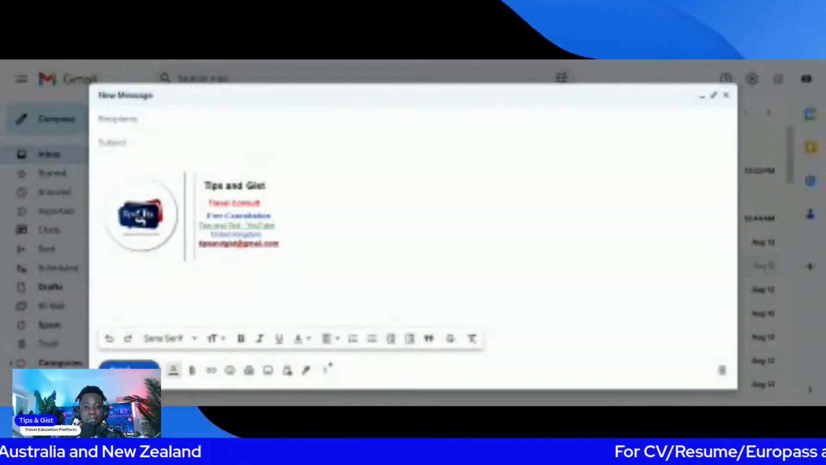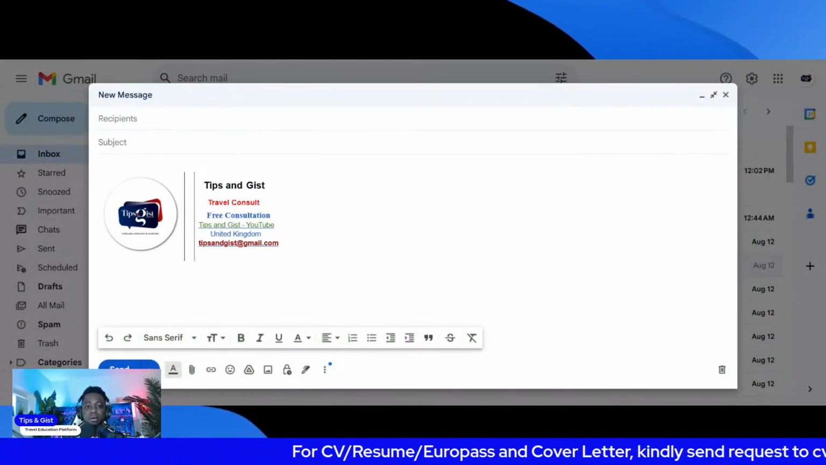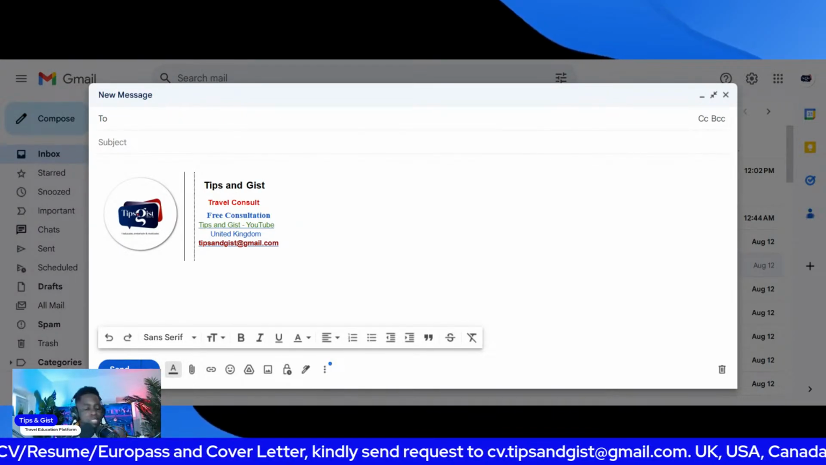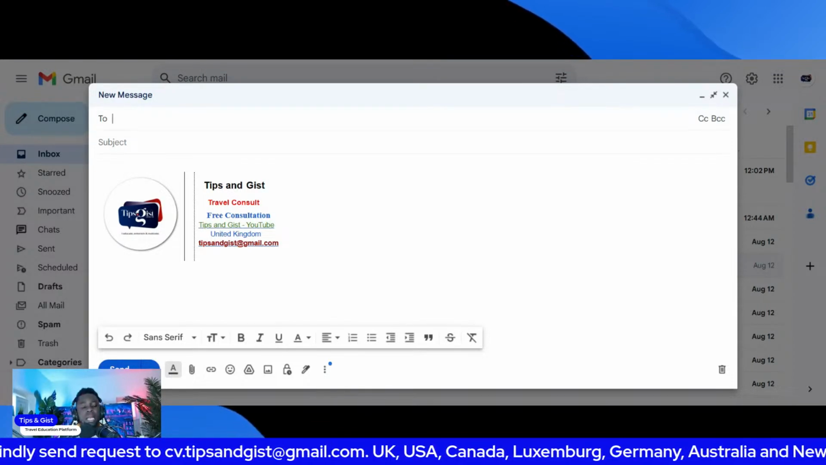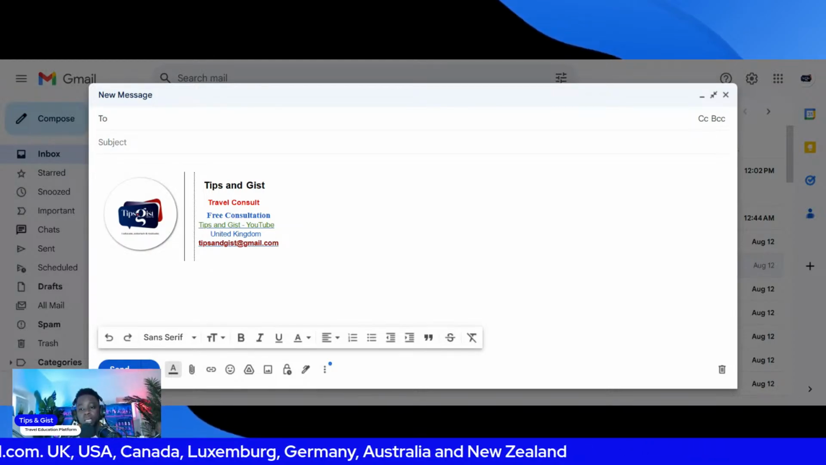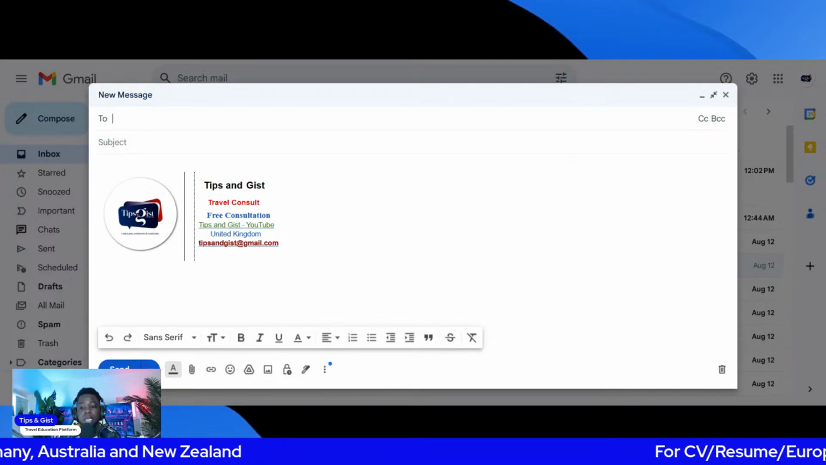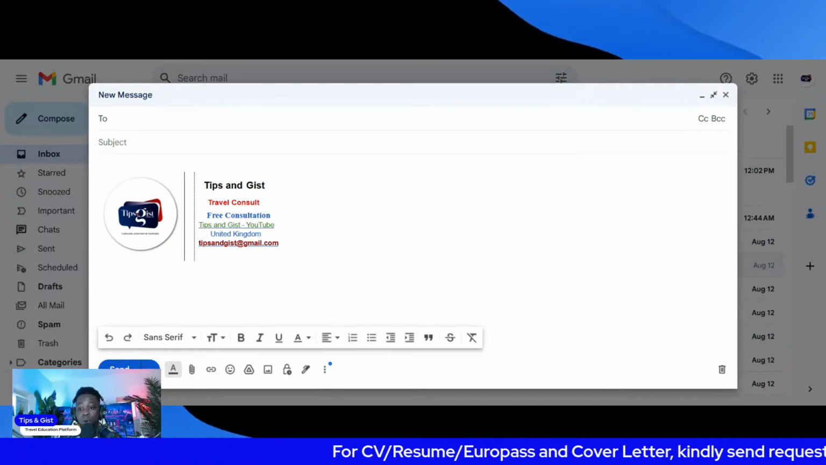Okay, the right approach. So when you go to your email, they have recipient and subject. The recipient is the one who is receiving the email. Now, we have three types of recipient: the primary recipient and the copied recipients. The copied recipients are the carbon copy and then the blind carbon copy.